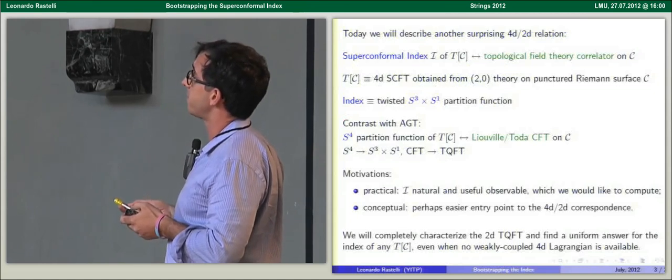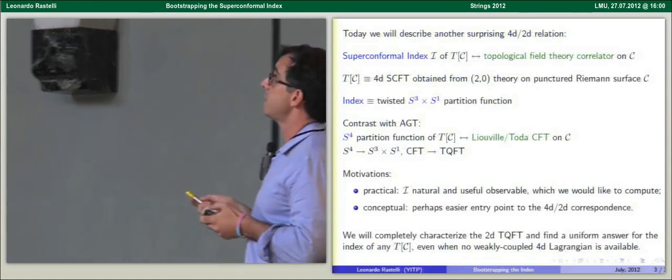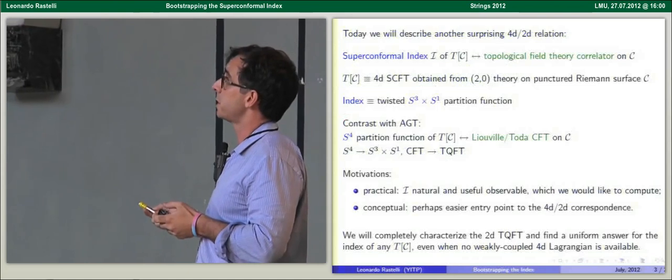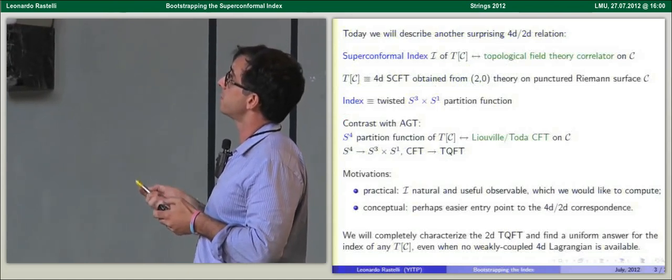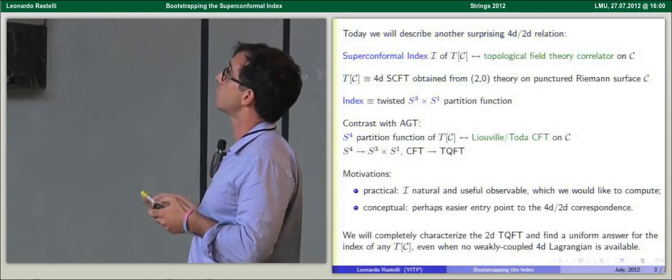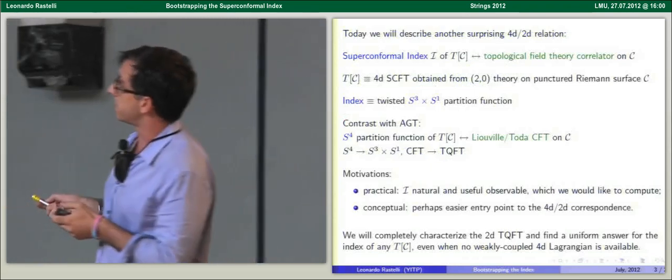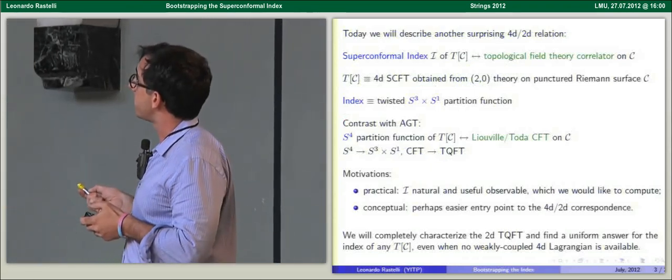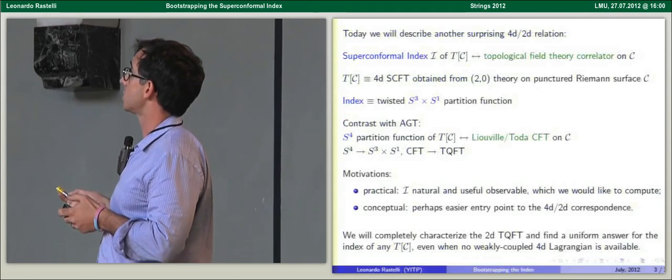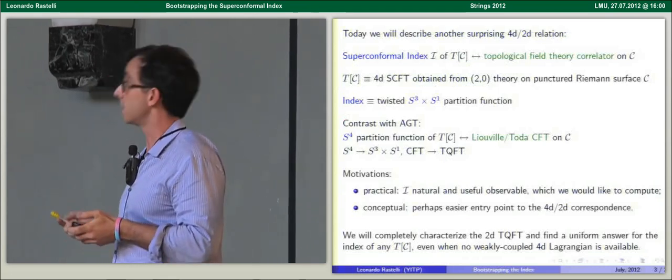Perhaps the one I would like to emphasize is the pragmatic one. So the index is really a very useful observable. It tells us a lot of information about these mysterious theories, and we would very much like to compute it. And again, this is perhaps an easier entry point to uncovering this 4D-2D dictionary.